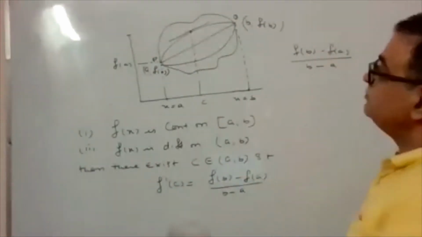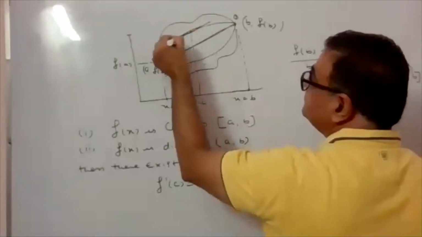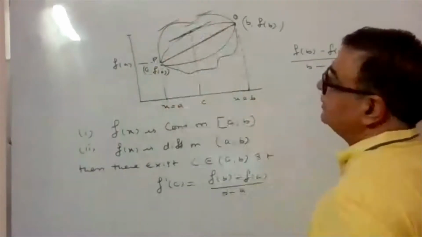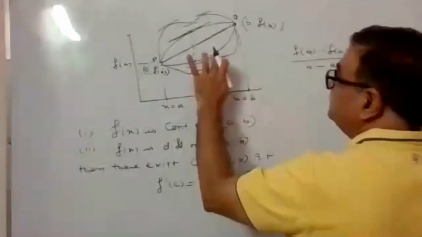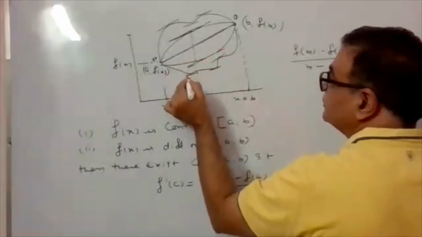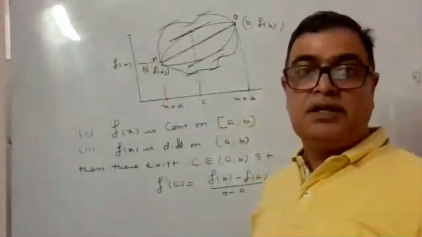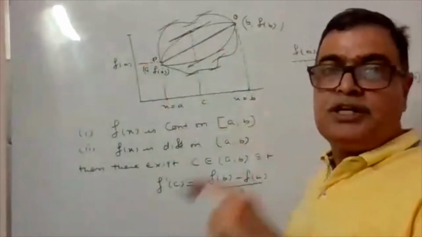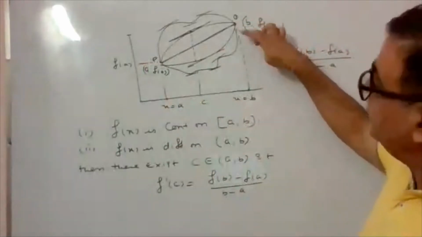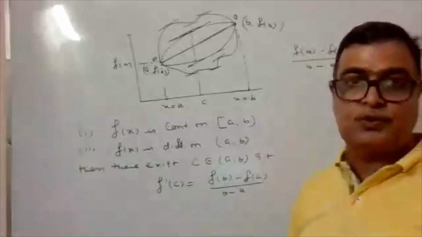So the slope of this PQ, the same slope you will get here, the same slope here, same slope here. Same way you will have the slope here also, here also, here also. So everywhere you will find the slope comes out to be parallel to the chord joining initial and final point. And by the way, if f(a) is equal to f(b), then automatically this point will shift here and this tangent or this chord will become parallel to the x-axis and the slope comes out to be 0.